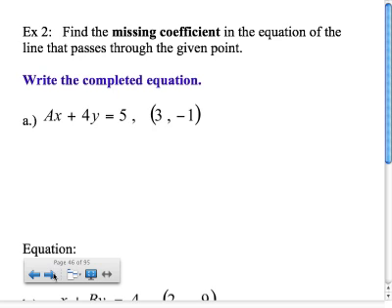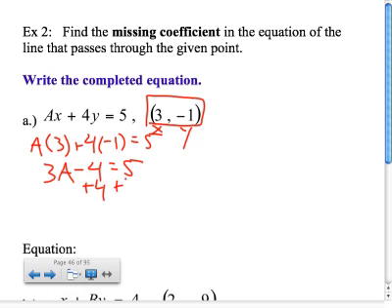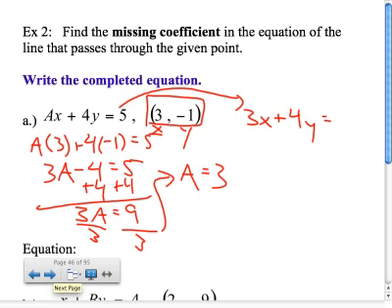Find the missing coefficient in the equation of the line that passes through the given point. Write the completed equation. So they give you standard form here. They tell you that it passes through this point. Understand that's an x and that's a y that we're giving you. So you have a times 3 plus 4 times -1 equals 5. Solve for a. So 3a minus 4 equals 5. Add your 4 to both sides. So 3a equals 9. Then divide both sides by 3. So a equals 3 here. And it says write the completed equation. So this is really going to be 3x plus 4y equals 5.